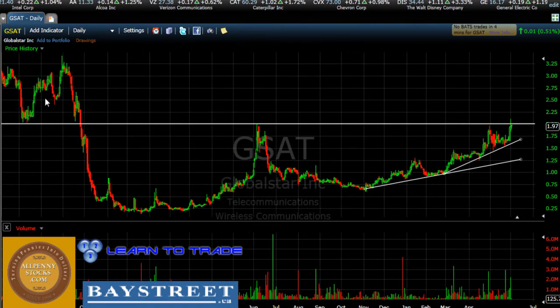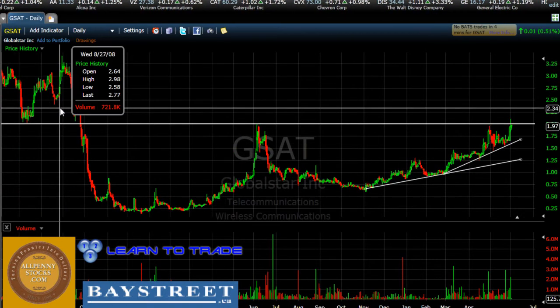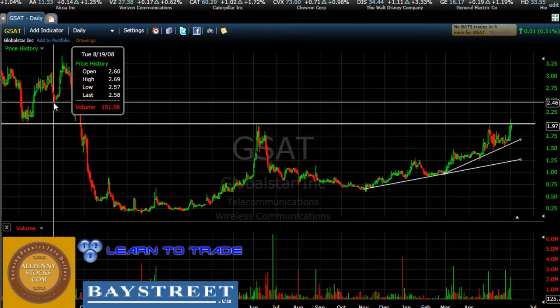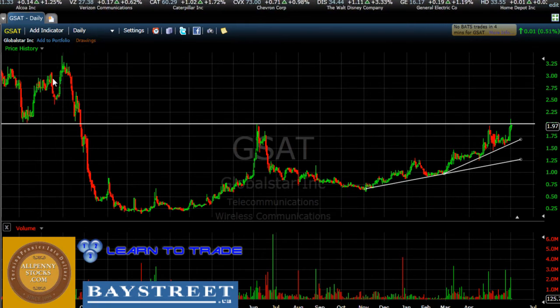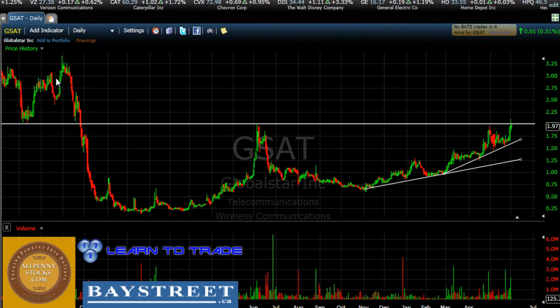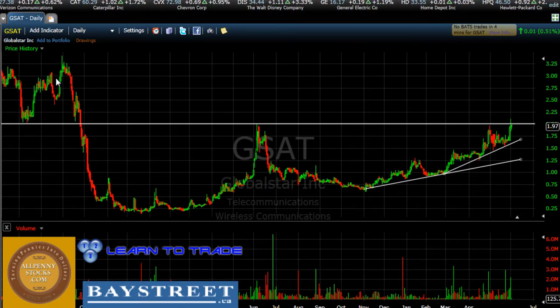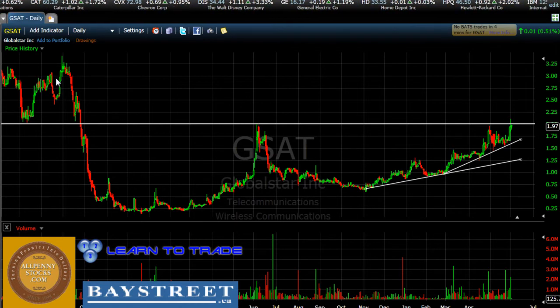And if we zoom out one more time, we can see that there really aren't too many areas of resistance once we break above that area. There's a small area up around $2.50, and then there's a few other areas around $3, but that's a very substantial run up. So the stock has a lot of upward possibilities. There's a lot of room to move to the upside once we break back above that $2 area, which in my opinion is looking more and more likely to occur.